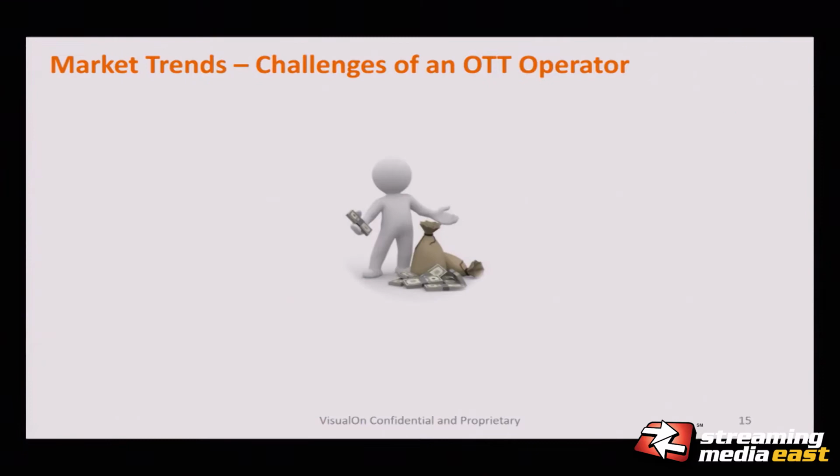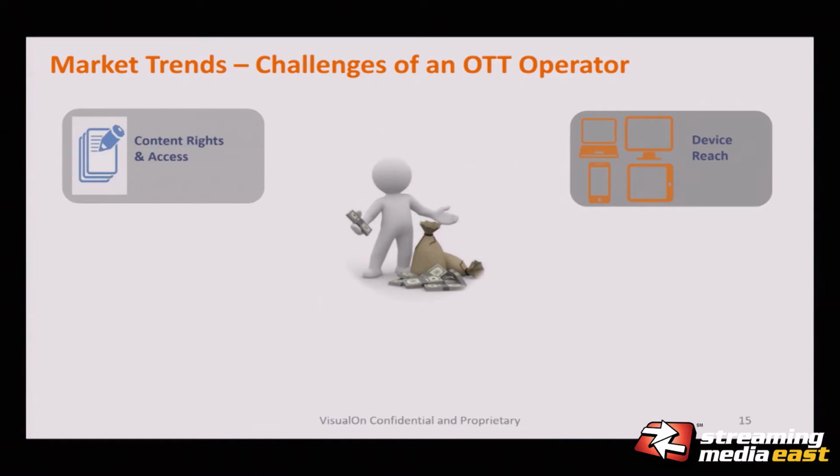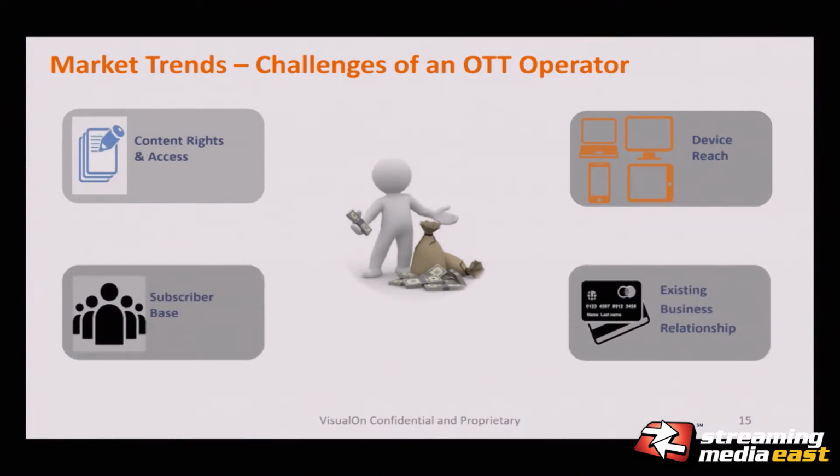So let's talk about what an OTT operator sees. The challenges: content rights and access, which is most expensive. That is something that they have to deal with, and that is something that we cannot address. But device reach is something we do address, from a player side as well as a streaming protocol perspective in terms of Dash. The other two challenges are subscriber base, especially subscribers coming with different devices, and existing business relationships. It is very hard for them to organically develop a business relationship with the customer to exchange credit card information and go on a monthly subscription to sustain that relationship. Dash is helping out in terms of device reach and especially in terms of subscriber base.